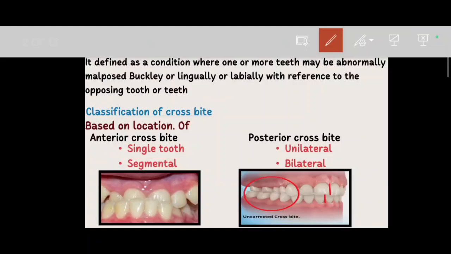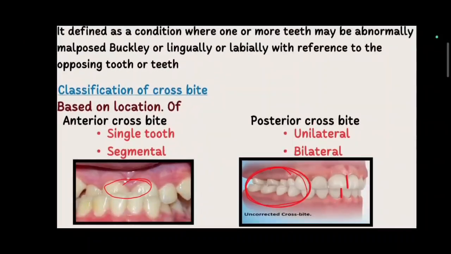So here you see the left image shows the anterior crossbite. The upper front teeth are behind the lower teeth. And the right image shows the posterior crossbite. The back teeth are biting incorrectly. So which crossbite affects the molars and the premolars? That is a posterior crossbite.